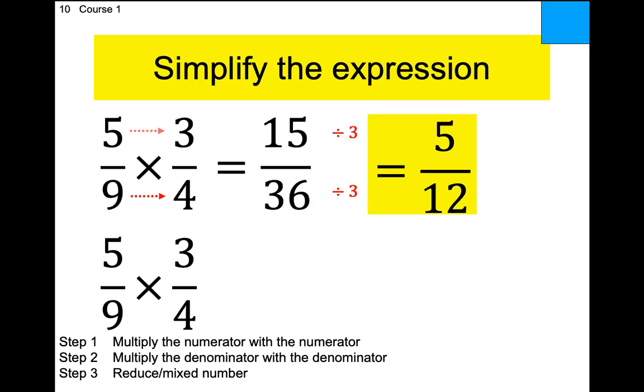This method is way easier. Watch me. This method has a name. It's called cross reduction, not cross multiply, cross reduction. We're going to do this reduction right here, the divide by 3 as our first step. What we're going to do is this.